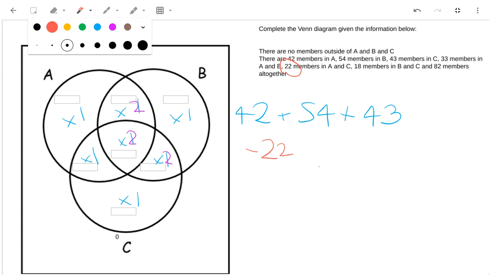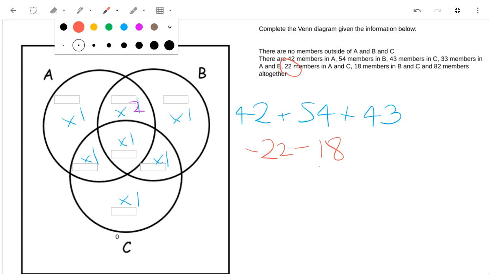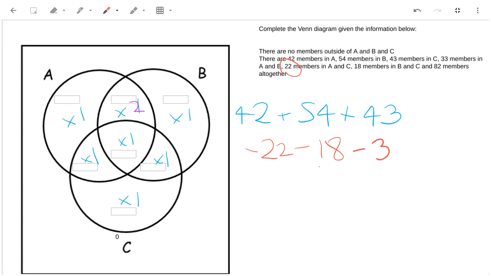Do the same thing for B and C. Let's take away 18. So let's take away zones B and C. Right, so that's going to be one of the 2s and that 2 there. And now let's take away A and B. I missed that one. So I'm going to take one away from A, and I'm going to take this one here as well from the middle. That disappears.